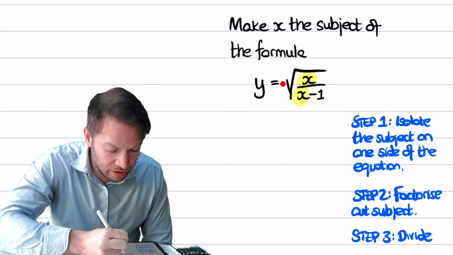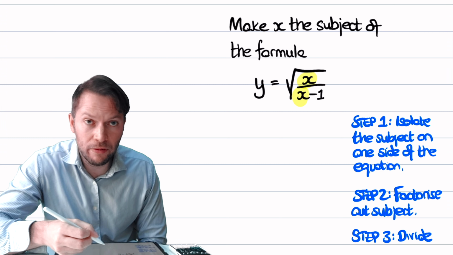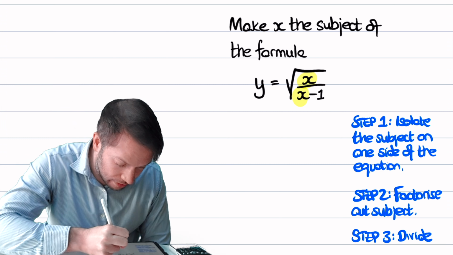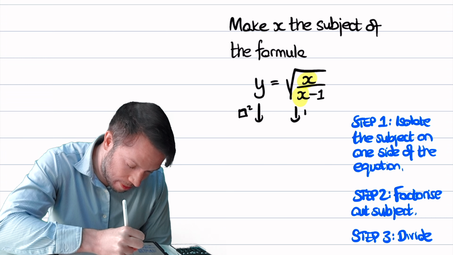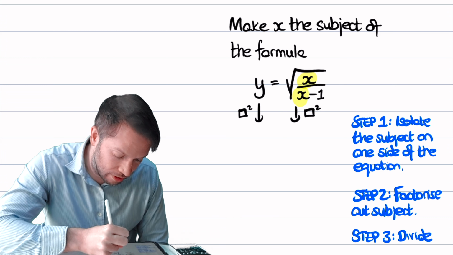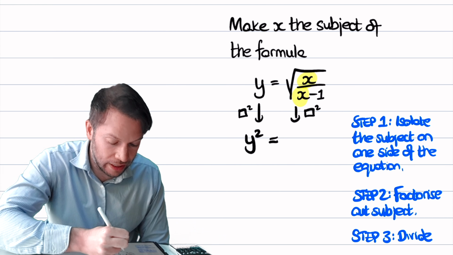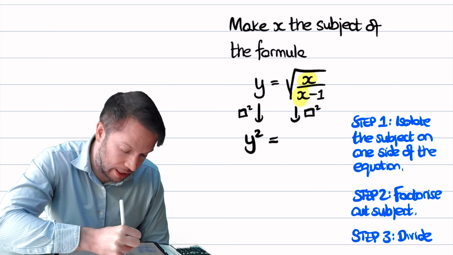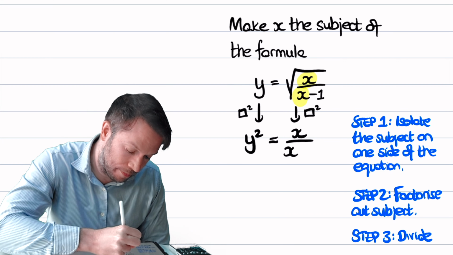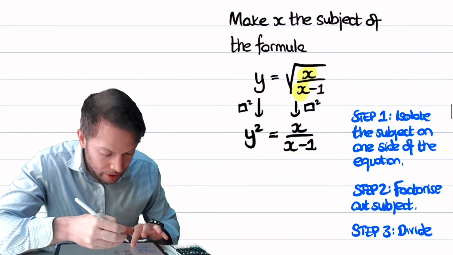Well, the outermost thing in this expression is the square root, right? So to get rid of the square root, I want to square both sides. Let's do that. So we're going to square both sides. And the left-hand side just becomes y squared. And when we square the right-hand side, the squared cancels out the square root, just leaving x over x minus 1. So we're kind of like peeling away the outer layers of this onion here.